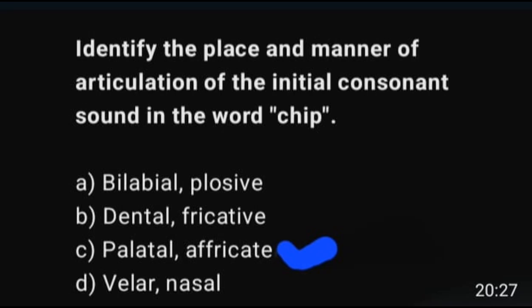It is a palatal affricate because the production of the sound takes place somewhere at the hard palate, and there is a frictional noise as a result of the fact that the air coming from the lungs is coming out with some friction. So we call it a palatal affricate sound, and that is why the correct option is C.